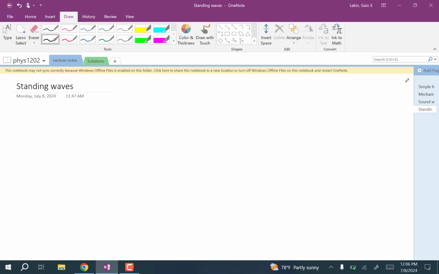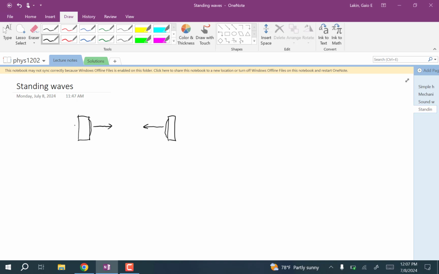Now we're going to talk about standing waves. The idea of standing waves is that if you have two speakers, so here's one speaker and here's the other speaker, and they're both connected to the same sound source. This speaker sends the sound source this way, and this speaker sends the same sound source the opposite way.